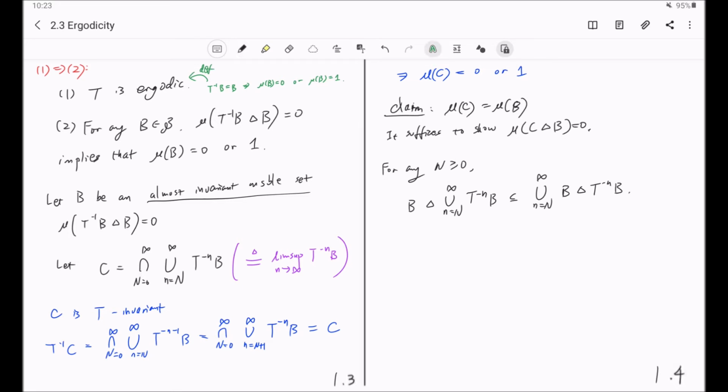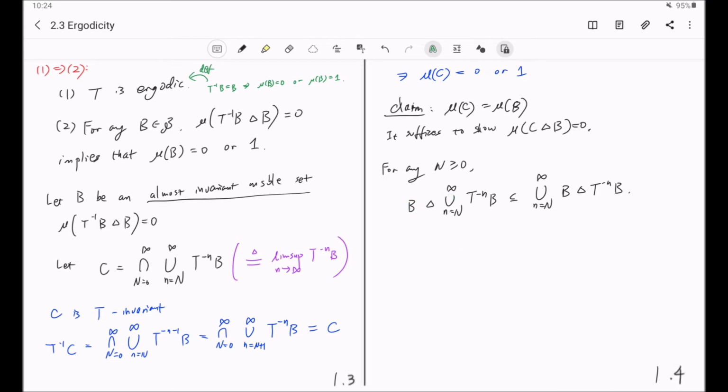Why is this true? Because if we take an element from here, there are only two possibilities. Either it will be in B, but not in this union. In that case, it will be in B, but not in any member in here. So in particular, it will be in B and not in some member in here, which means it will be in the union of this.